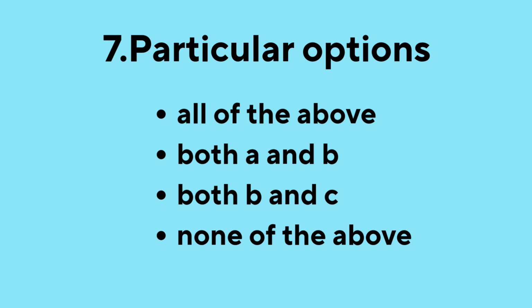If you have both A and B, both B and C in your options, then it also has a high probability of being right. In a question, if you have both A and B and all of the above as options, then choose all of the above because all of the above has more probability of being right.